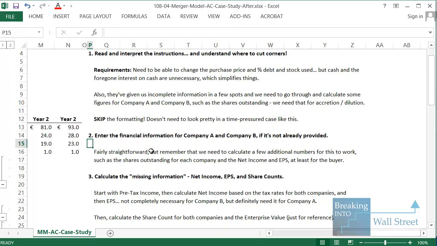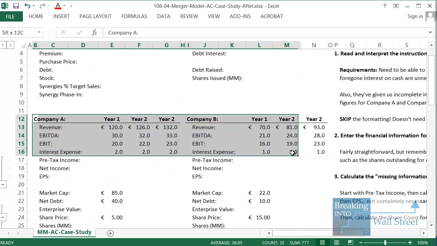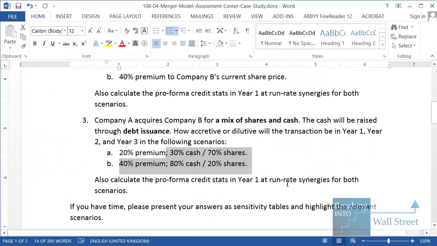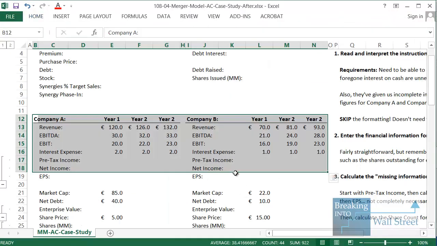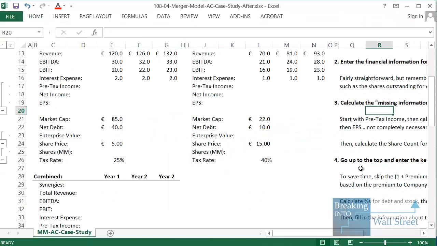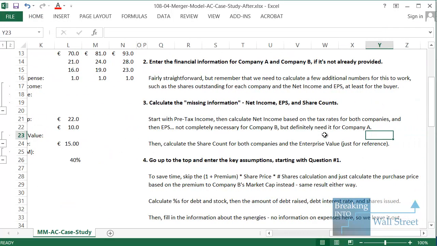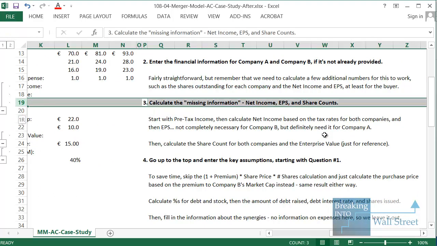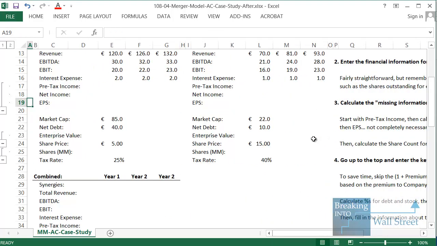So key financial information, we have actually already entered it here, so we don't need to do anything for this step. If we didn't have this, then what you'd have to do is go back here and manually enter the numbers that they have given us. But here, to save some time, I have skipped this entirely. So we're going to move on to step number 3, which is calculating the missing information. So net income, earnings per share, and share count for both these companies. Let's take a look at how we do this and start with company A.